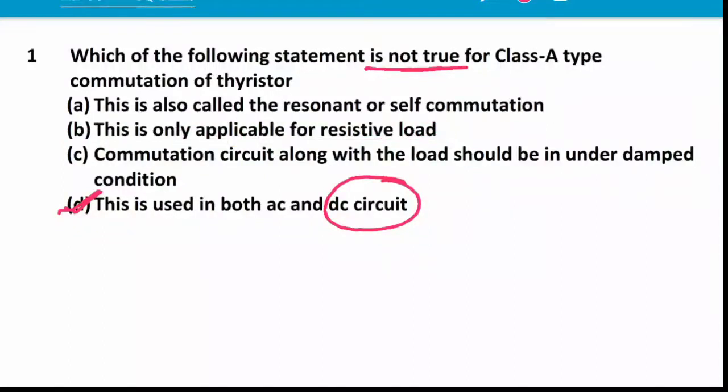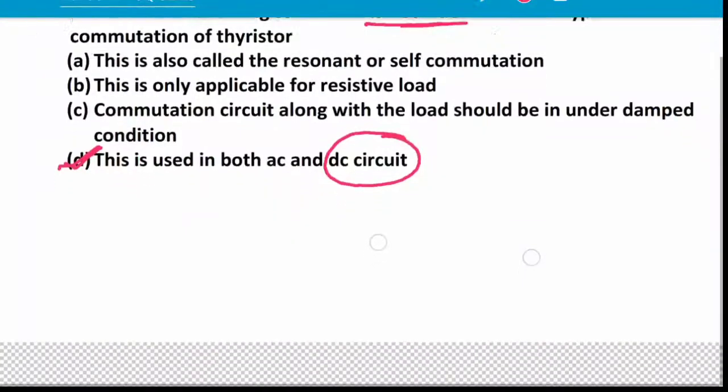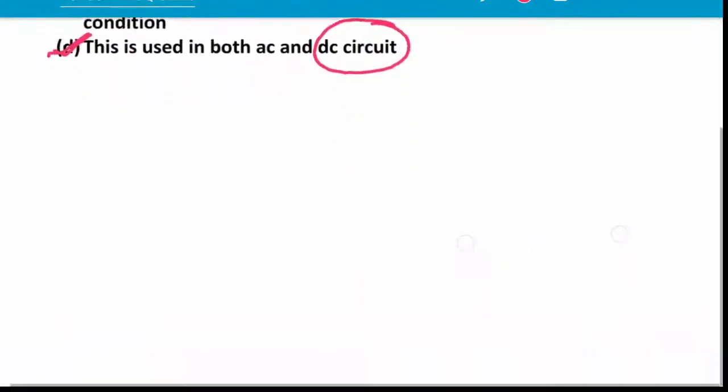Option A, what is option A? This is also called the resonant or self commutation. This is the other names. Option C. Commutation circuit along with the load should be in underdamped condition. This is also true. How? Here is the circuit.